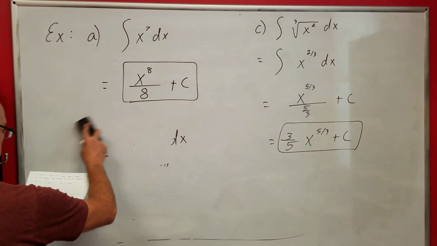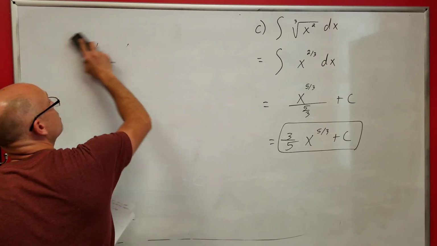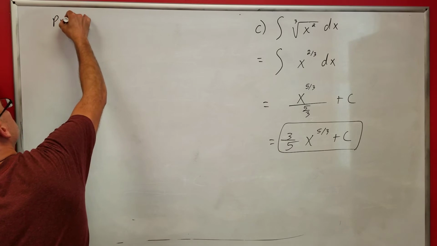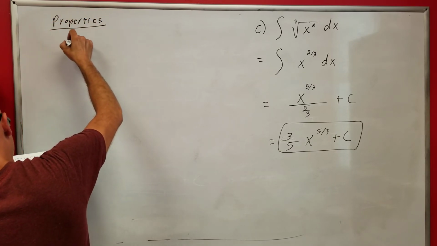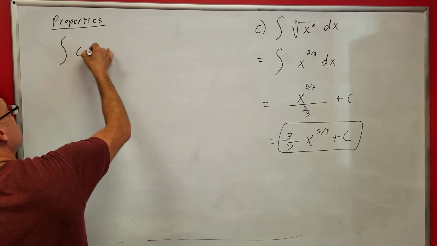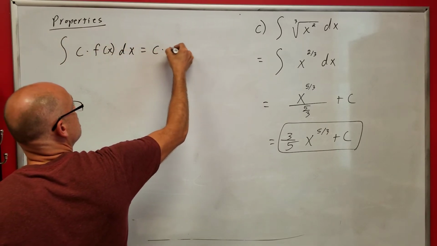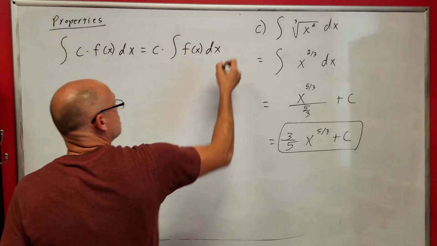Let's look at properties of indefinite integrals. Your book has this, and your notes also have it. The integral of c times f of x dx is equal to c times the integral of f of x dx. So what does that mean?